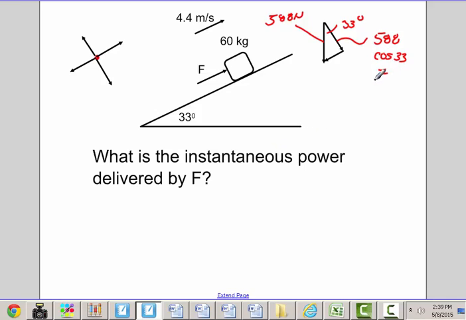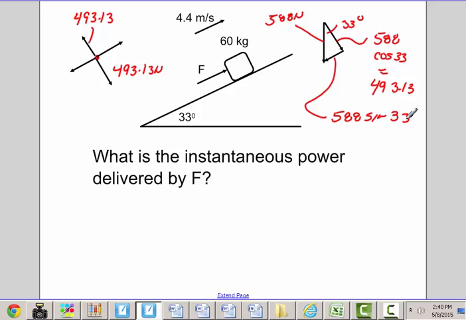Never mind. So that gives me 493.13 there, so I'll put that down there as 493.13 newtons here. That's my normal, it would be the same thing, 493.13. This guy right here is going to be 588 times sine 33. So that gives me 320.247 newtons.